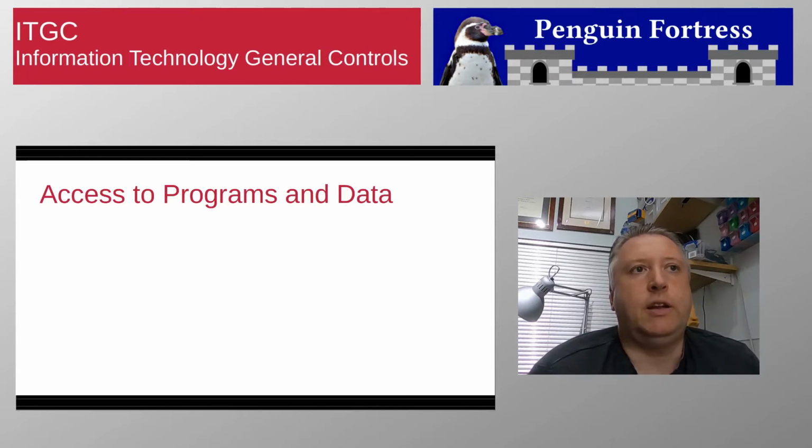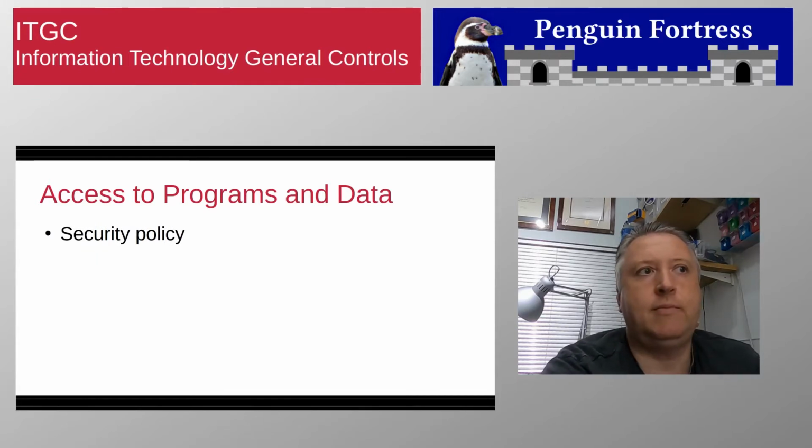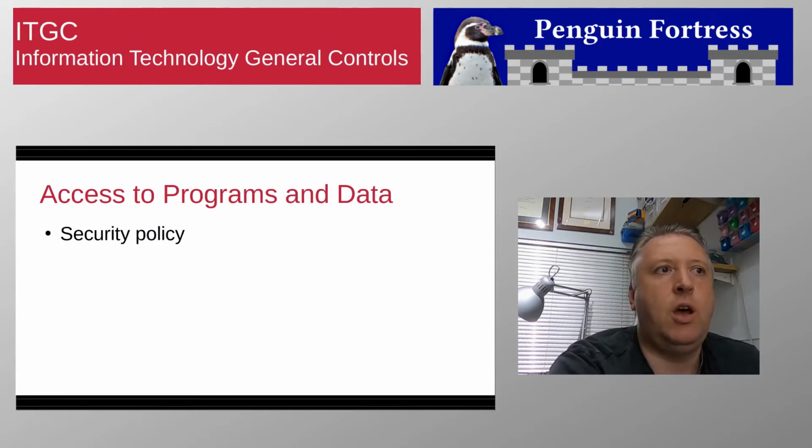The first category looks at who can access the programs and data. This should start with the security policy, IT policy, or other policy which defines who is allowed to access what data and the appropriate level of access for each system. Typically, this will be based on the principle of least privilege, whereby only the minimum access is given to a user.